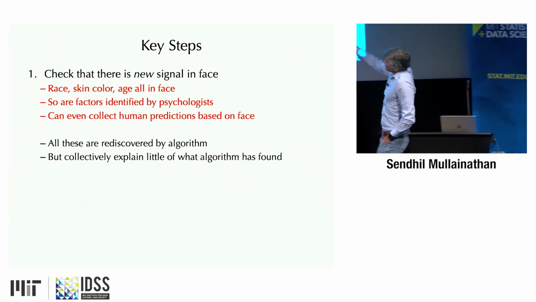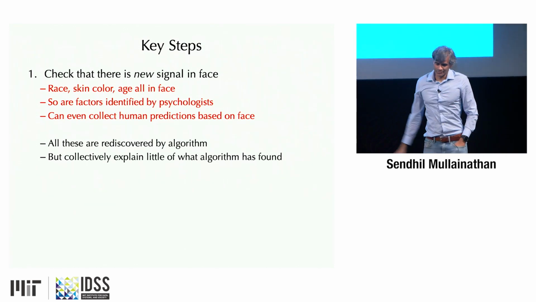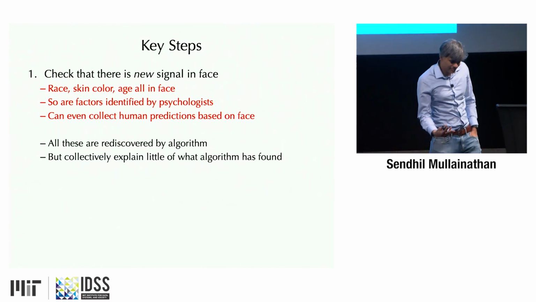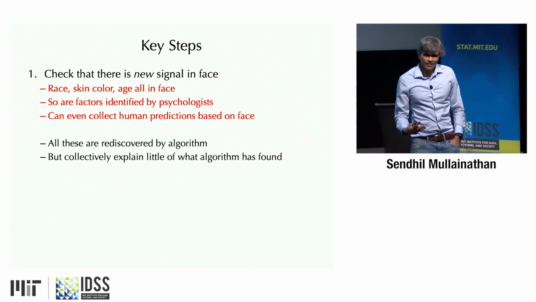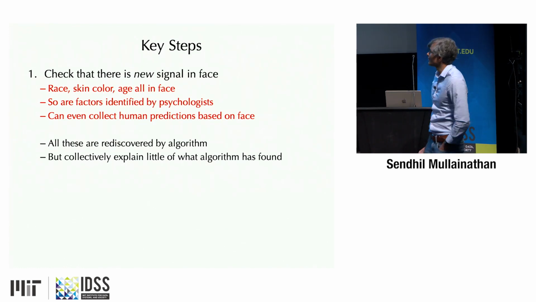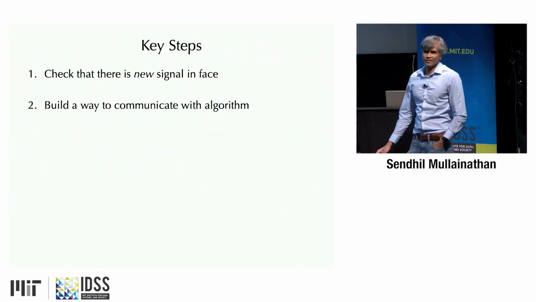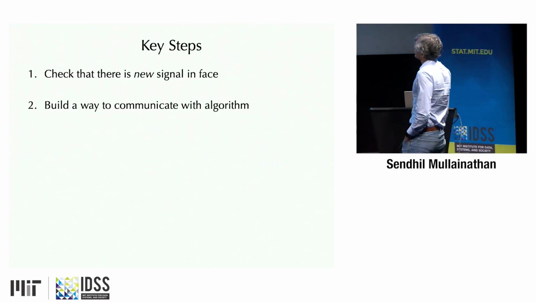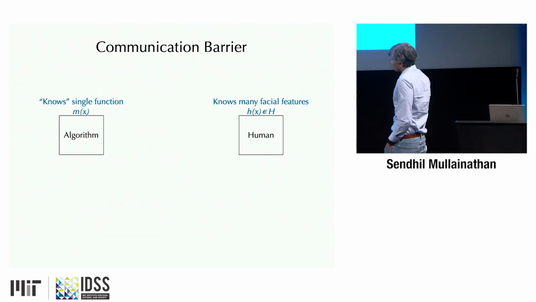But of course, this just says there's new information. But a hypothesis is more. It's an interpretable, meaningful, conceptual insight. So what we now need is a way to communicate with the algorithm. So let me try to articulate what the algorithmic communication problem is.